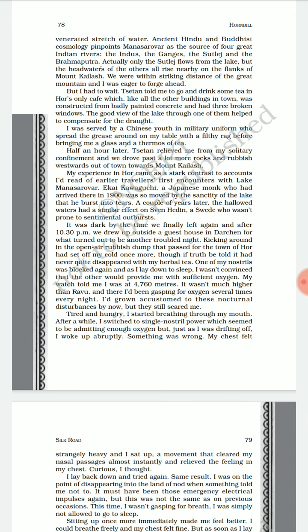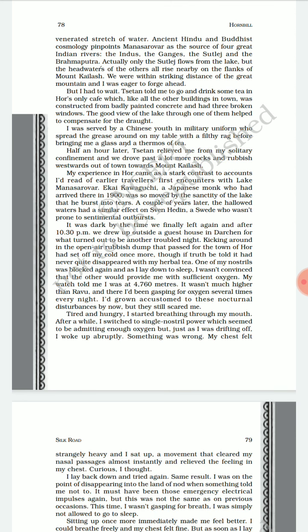The good view of the lake through one of them helped to compensate for the drought. But the important thing is that despite the place being rugged and the infrastructure very much inferior, a source of consolation as well as a source of perennial delight for the author is obviously that he could see a majestic and panoramic view of the lake Mansarovar by sitting in that particular cafe. So that was a blessing in disguise, apart from the inferior setup where he went to have some tea or warm coffee.